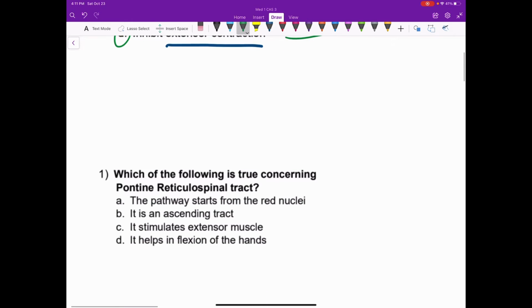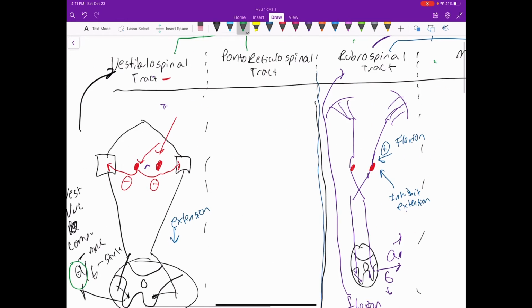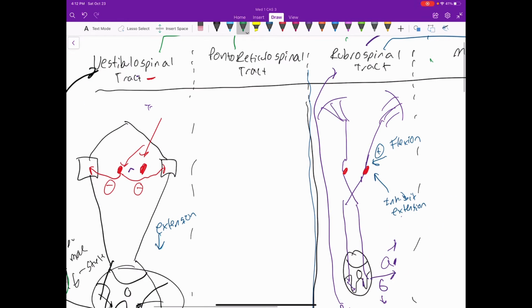Which of the following is true concerning the Pontine reticulospinal tract? Well, if you remember what he was, if you don't, it's fine. Let's do him real quick. Where does he come from? He comes from, let me draw him in orange, reticular formation, right? We have the reticular formation, and what comes off of the reticular formation? Pons.